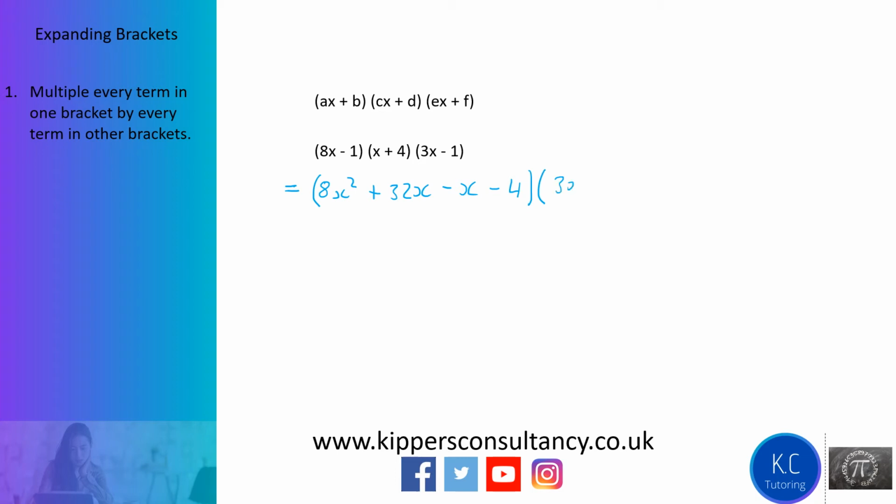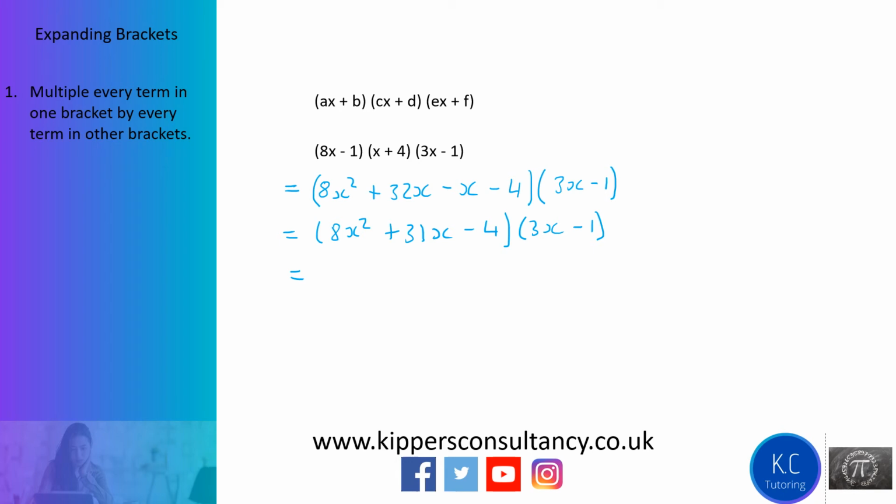So those first two brackets become this here, and I'm going to multiply that by 3x minus 1. I'm going to take this opportunity to simplify the first two brackets. So that becomes 8x squared plus 31x minus 4. And that is now going to be multiplied by the 3x minus the 1. Remember, we need to multiply every term in this bracket by every term in this bracket.